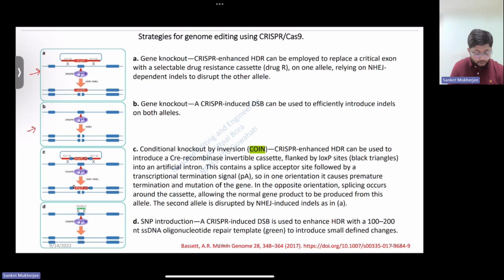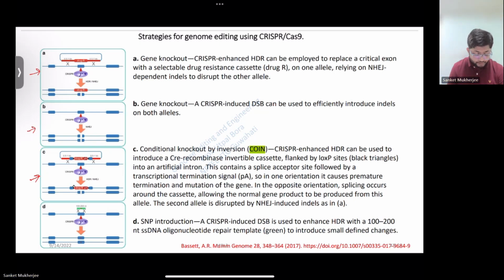In conditional knockout by inversion, what happens is homology-directed repair can be used to introduce a recombinase invertible cassette, which is flanked by LoxP sites, into an artificial intron. This contains a splice acceptor followed by a transcription termination signal. So in one orientation, it causes premature termination and mutation of the gene. In the opposite orientation, splicing occurs around the cassette, allowing the normal gene product to be produced in the allele. The second allele is disrupted by NHEJ-induced indels, as in the earlier option.